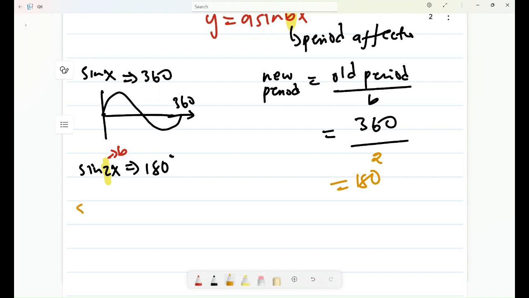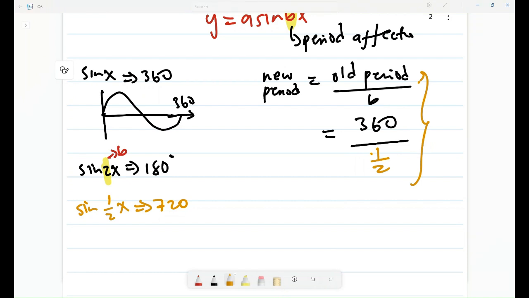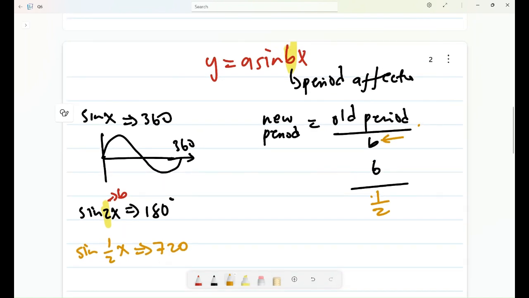What if it was half? It's going to narrow it to how much? 720. Why? Because now when I say 360 divided by half, it's going to give me 720. Do not cram this. Use this technique. It is not necessarily a formula, but it is just a technique that I use to remember these things, okay? New period is equal to old period divided by period affector, the b. Okay, I believe I explained what I wanted to explain.